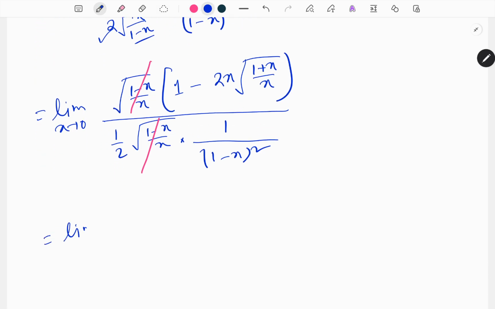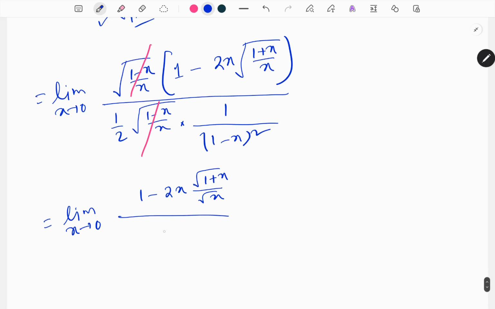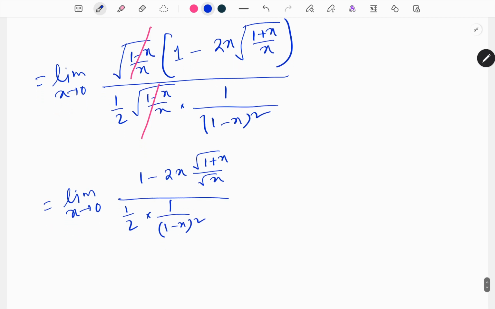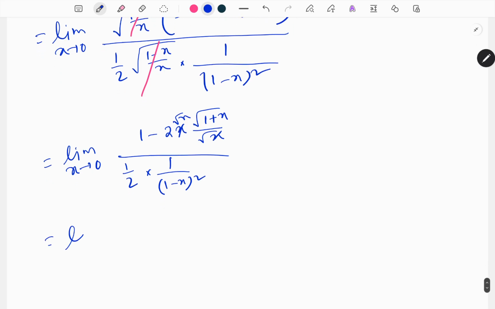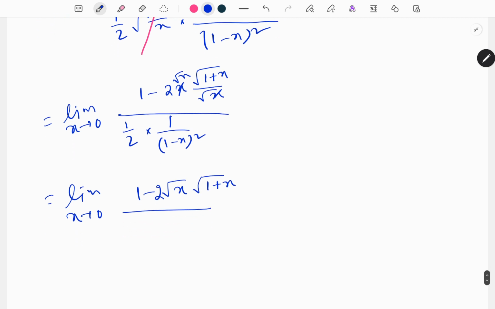So what are we left with? Limit x tending to 0 of 1 minus 2x times square root of (1 plus x)/square root of x, and in the denominator we have 1/2 and 1 by (1 minus x) whole square. Now here the square root of x and square root of x will cancel. So the limit as x tends to 0 is (1 minus 2 times square root of x times square root of (1 plus x)) divided by 1/2 into 1/(1 minus x)².